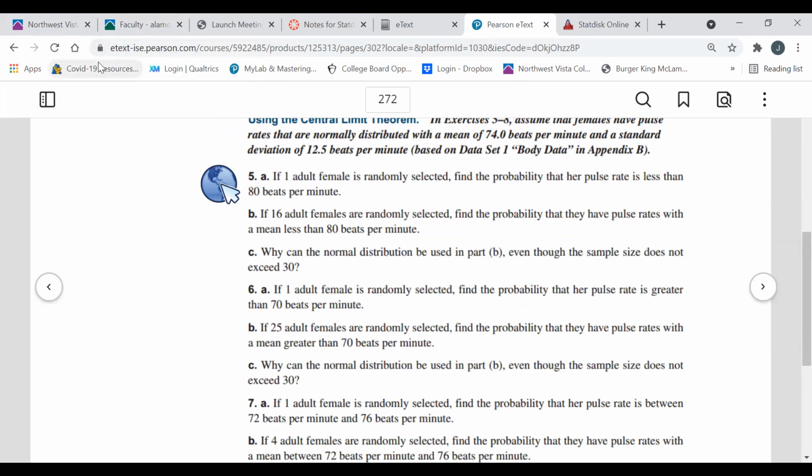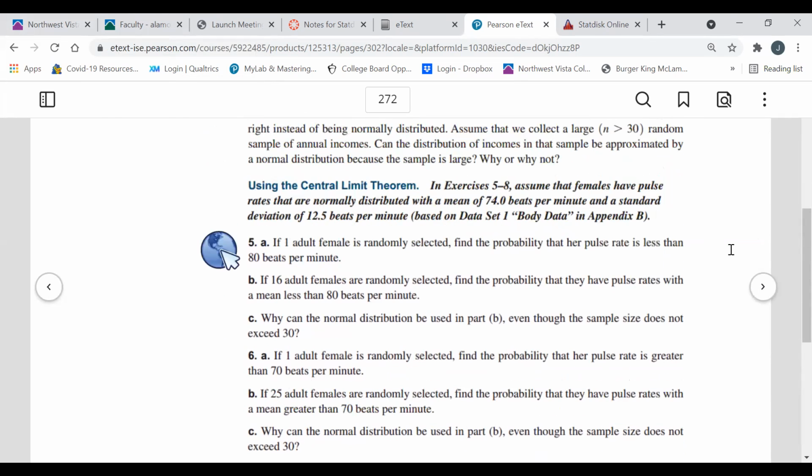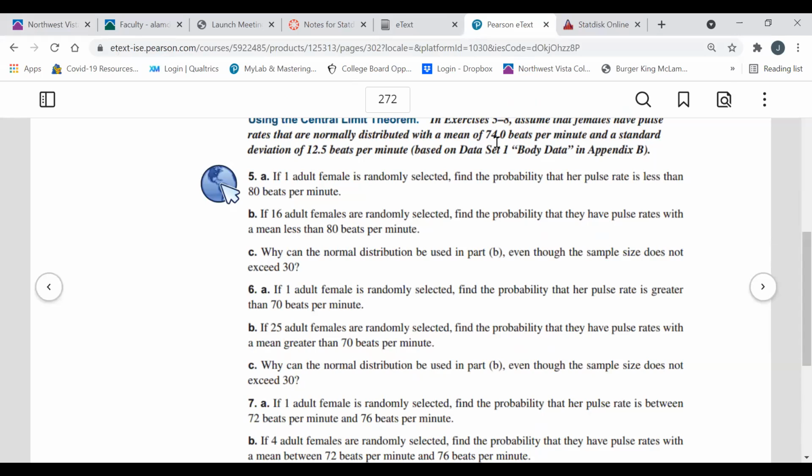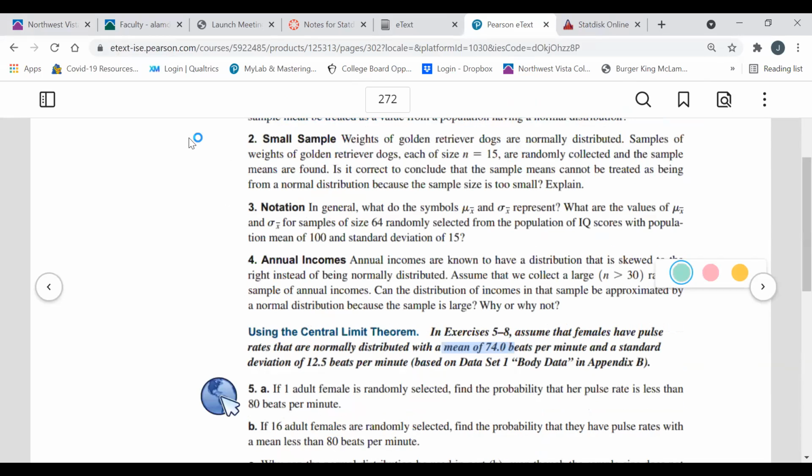Who can tell me what is the mean and standard deviation for this problem? For number 5. Correct. Y'all said it was 74. Mu is 74 beats per minute. And your standard deviation was, that's correct, 12.5. Yeah, see it? Right there, there's the 12.5. So they'll give you the mean and standard deviation, folks. Beats per minute.